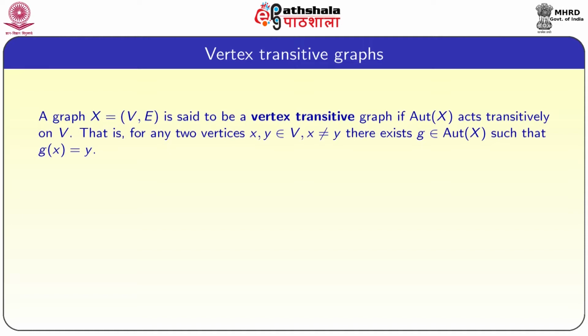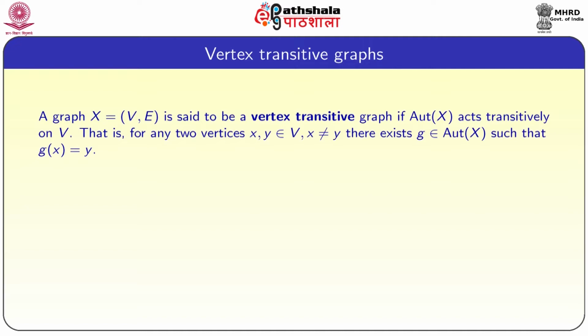So, for every distinct vertices x and y, there is an automorphism which takes one to the other. Because of this, what happens? All vertices will behave in the same way. So, consequently, vertex transitive graphs are regular graphs. Not only that, it has more property that we cannot distinguish one vertex from another vertex.